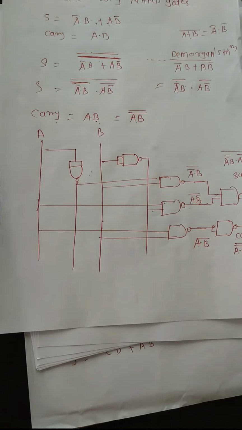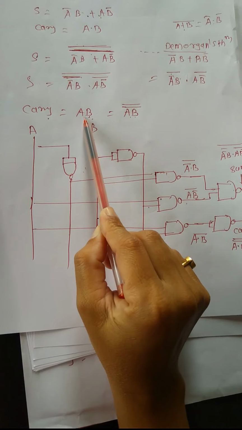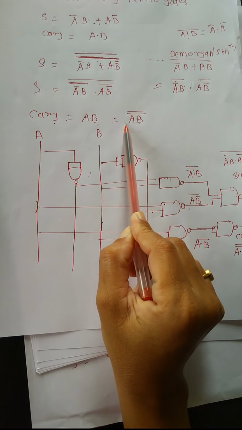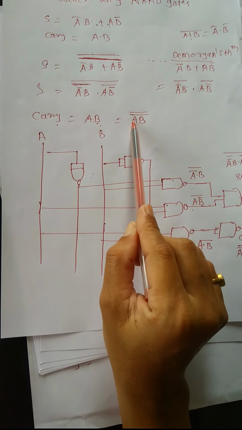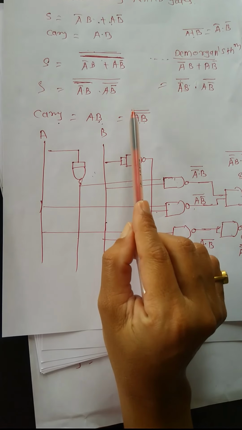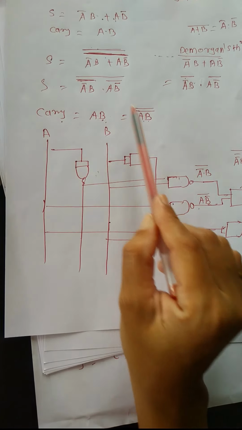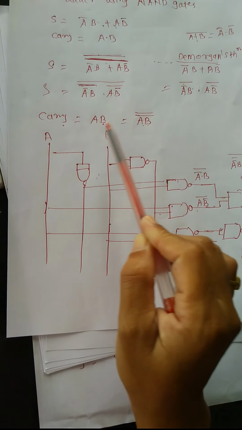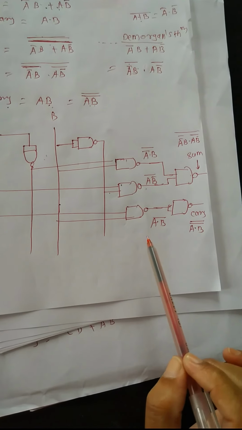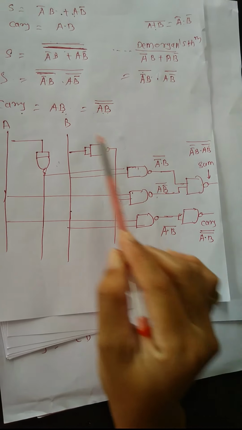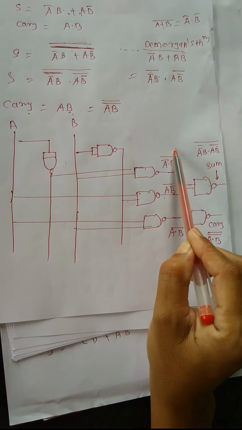This is the AND gate. Carry output is A into B. For the carry output we take the double inversion. This is the sum equation, this is the carry equation. We implement them in NAND form, and the sum and carry equations of the half adder are realized using only NAND gates.